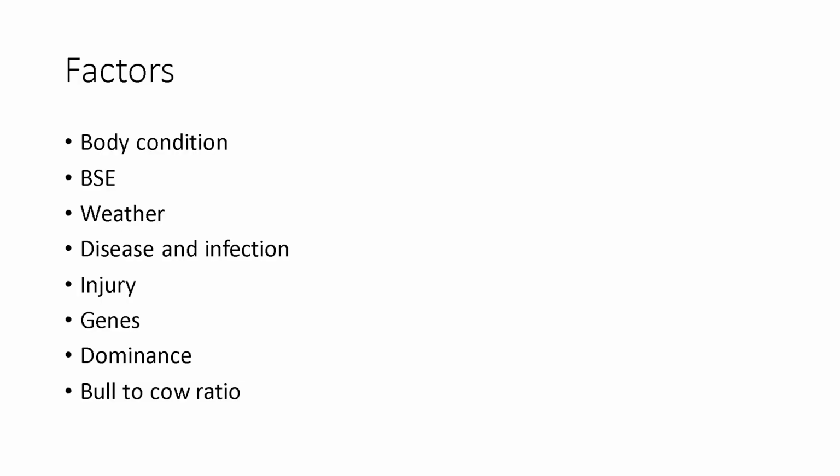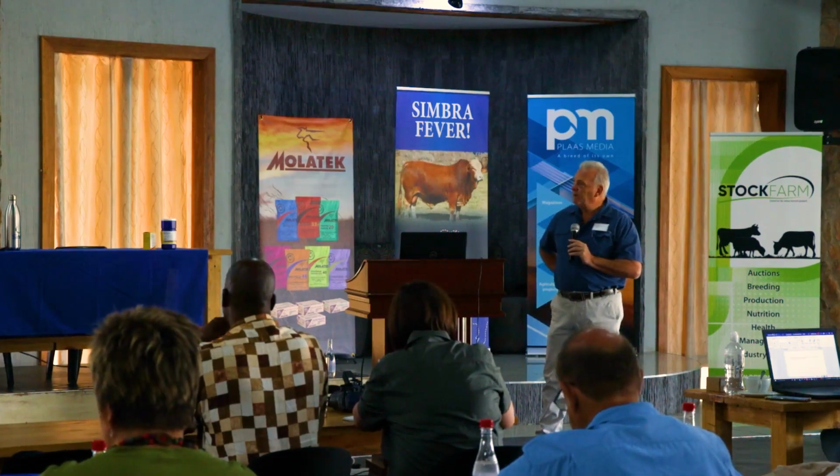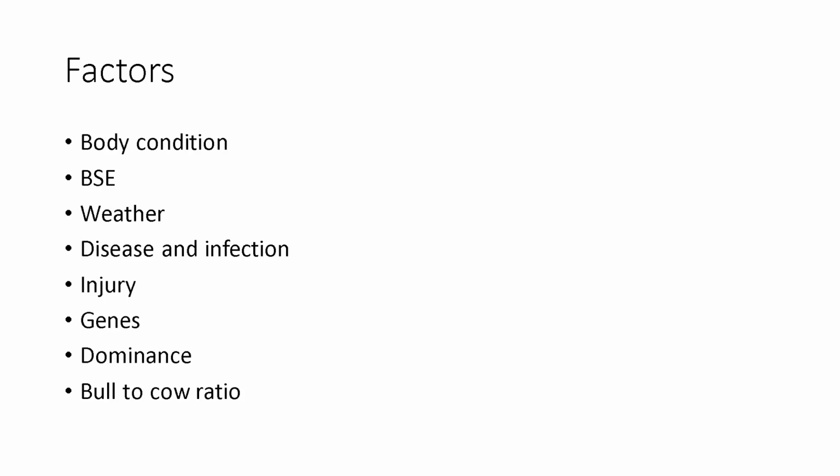Then the third topic there is weather. So yeah, wet, dry, windy, all these things. Disease and infection, on which we spent quite a bit of time yesterday, and I think the parameters there are clearer. And then we have injury. What effect does injury have on bull fertility? Genetics, genes, I'm not going to elaborate too much on that. That's a stud breeding division. I'll leave that to those experts who are going to elaborate on that. And then, of course, the other one is animal behavior. That's dominancy. And then the last point is bull to cow ratio, which is important.